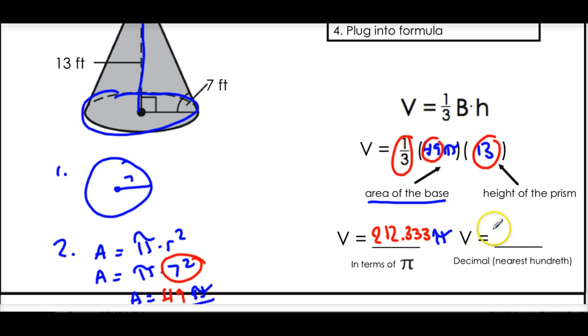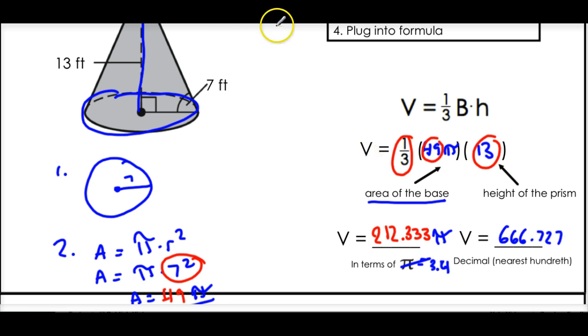Now, if we want to get the volume as a decimal, not in terms of pi, we're just going to multiply this by 3.14, right? Because pi is equal to 3.14, so we multiply our answer times 3.14. And if you do that, you should get 666. Uh-oh, that's the devil's cone.